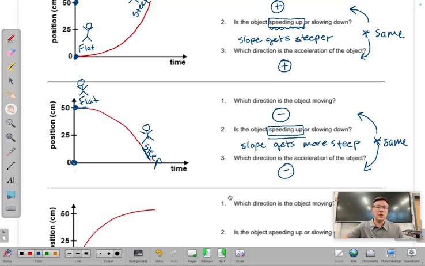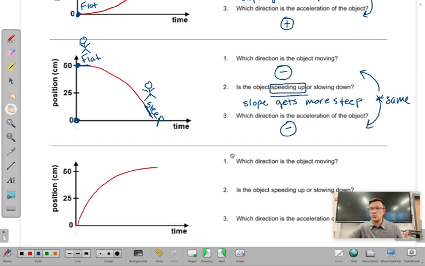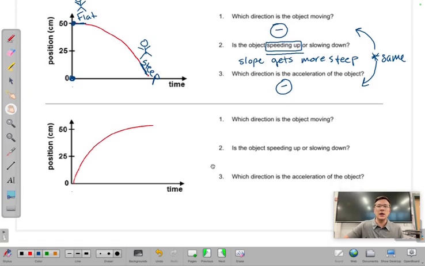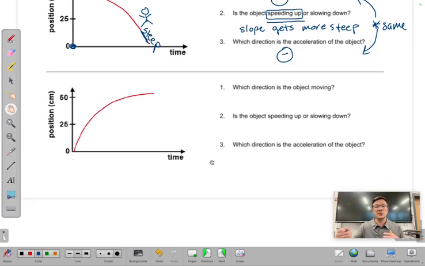Make sure that you're asking yourself these questions. Is it speeding up or slowing down? Which direction is it moving in? And then identifying that, okay, if it's speeding up, acceleration and velocity will be the same direction. And if it's slowing down, they'll be opposite.